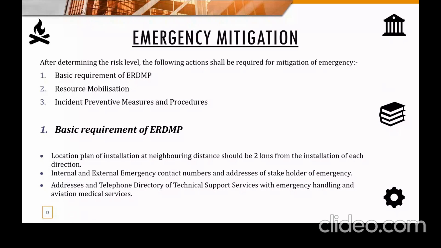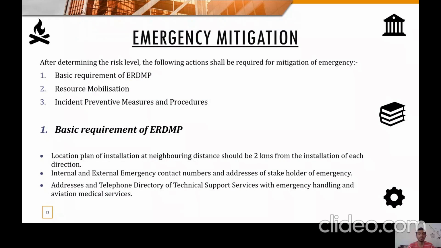My topic is emergency mitigation and emergency preparedness. First, coming to the emergency mitigation, there are mainly three kinds of mitigation. First is the basic requirement of ERDMP, second is resources mobilization, third is incident preventive measure and procedure.